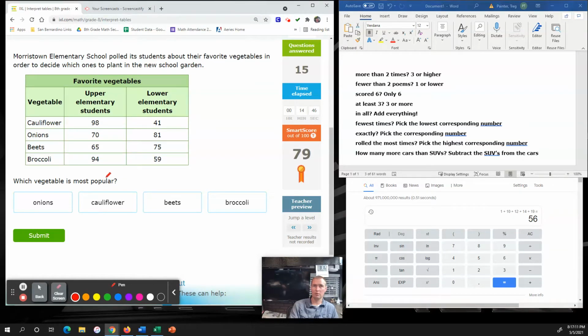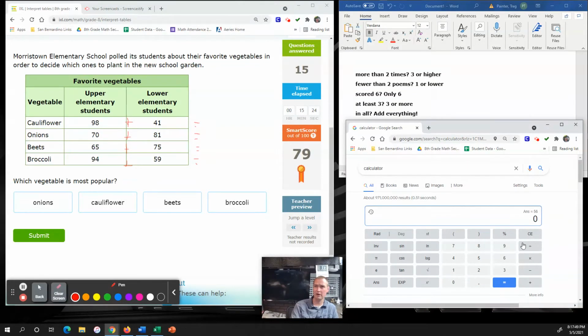All right, so going back to this, I'm not sure if we're looking at upper elementary or lower, or if it even matters. So I'm going to read the question one more time. Once in a while, you have to read it a couple times to understand it, because it says, which vegetable is most popular? Well, for who? Morristown Elementary School polled its students about its favorite vegetables in order to decide which ones to plant in the new school garden. So what we're going to do here is add both upper and lower elementary school and see overall which vegetable came first.